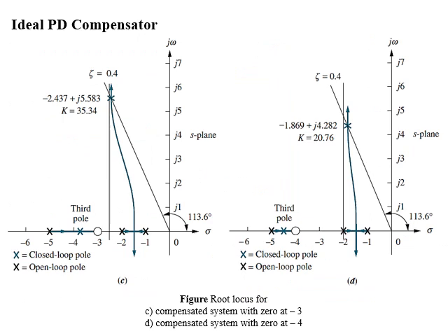Students, figure C and figure D represent the root locus of the compensated system for a zero added at -3 and -4 respectively. You will observe the change in location of the dominant pair of poles as the zero moves towards the left, and with this the gain is also decreasing. As in each case the dominant pair of poles is lying on the line of constant damping ratio, the percent overshoot will be the same.